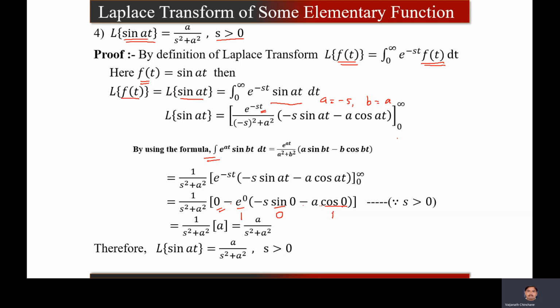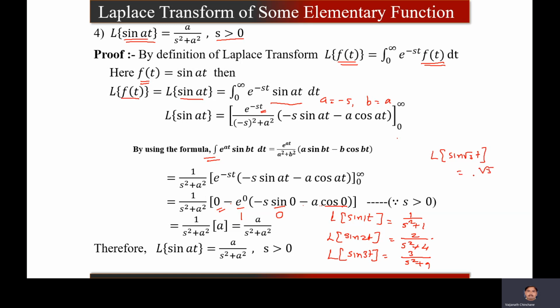This is the formula. It means suppose we want to find Laplace of sin t, the value of a is 1, so it is equal to 1 divided by s square plus 1. Suppose we want to find Laplace of sin 2t, the value of a is 2, so 2 divided by s square plus 2 square, that is 4. Suppose we want to find Laplace of sin 3t, a is 3, so 3 divided by s square plus 9. Suppose we want to find Laplace of sin root 3t, a is what? Root 3 divided by s square plus root 3 square, and that is equal to root 3 divided by s square plus 3. In this way we can find Laplace of sin of half t.